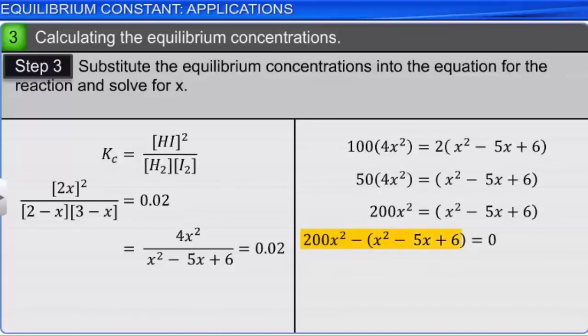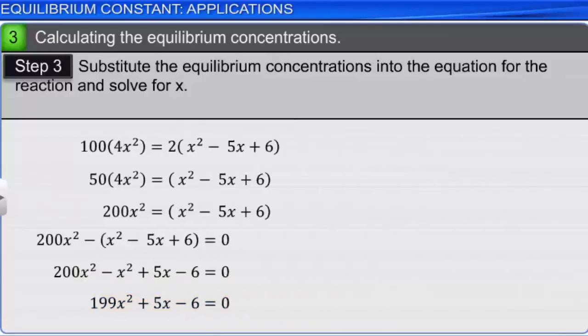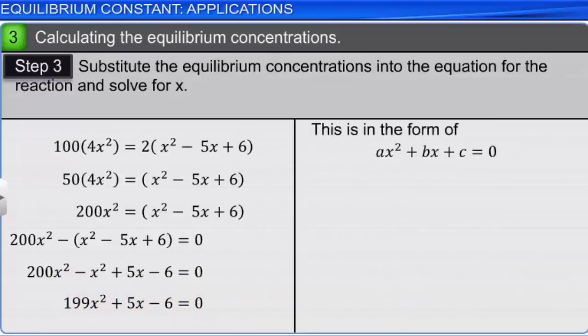This becomes 200x² minus x² plus 5x minus 6 is equal to 0. This is equal to 199x² plus 5x minus 6 is equal to 0. This is in the form of a quadratic equation, ax² plus bx plus c is equal to 0. In this equation, a is equal to 199, b is equal to 5, and c is equal to minus 6.